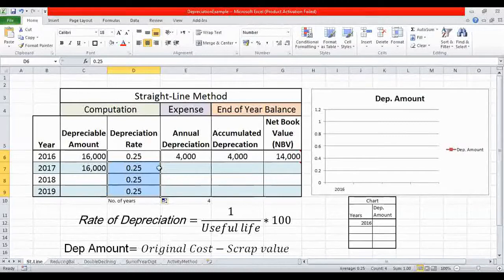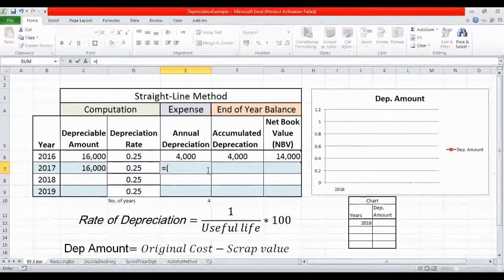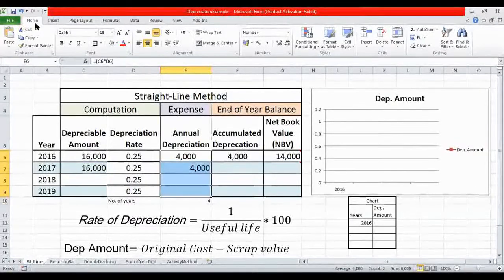So again, if we want to calculate the depreciation expense for this year, we will simply do the same process which we did earlier: depreciable amount times the depreciation rate. It is going to give us 4,000. So you can see that in all the years, we are calculating depreciation of 4,000. Next, accumulated depreciation. Accumulated depreciation is last year's depreciation plus this year's depreciation.